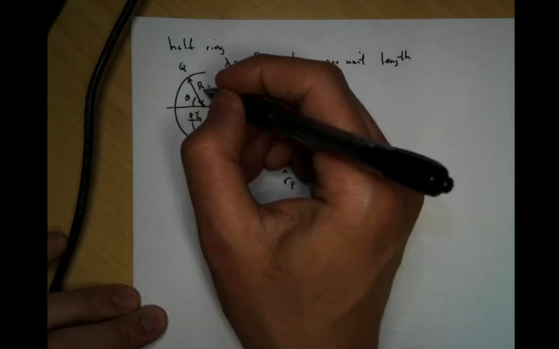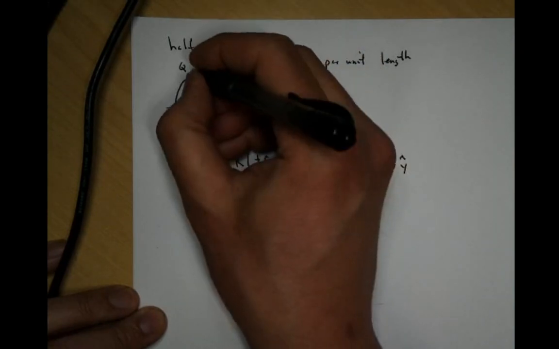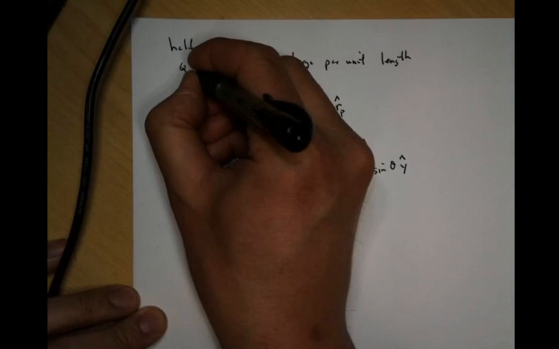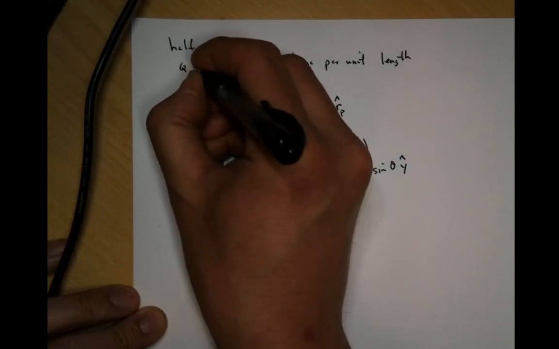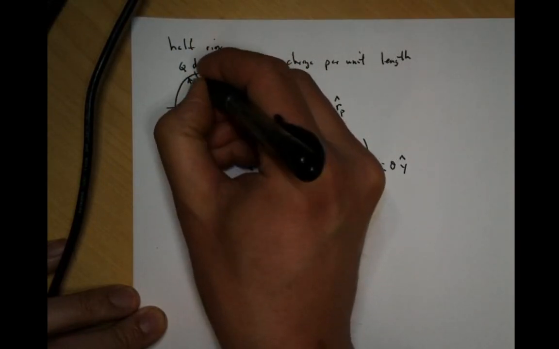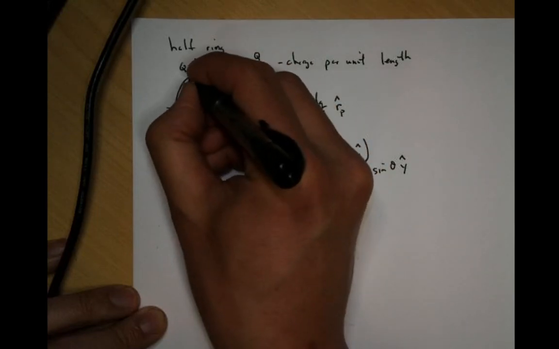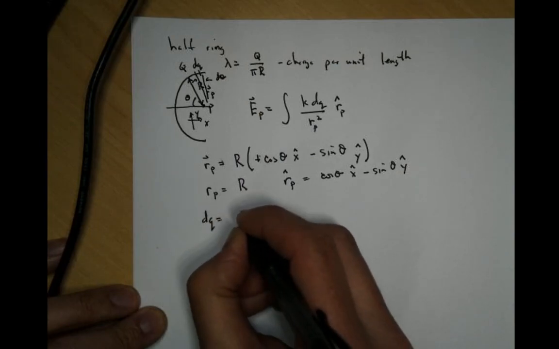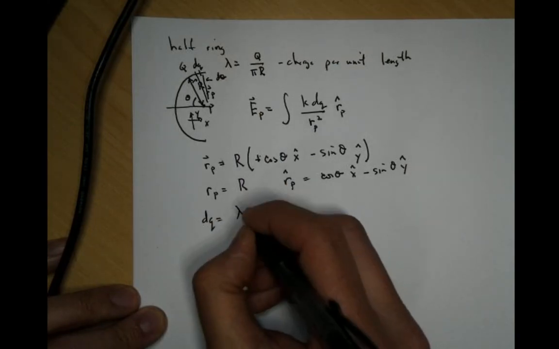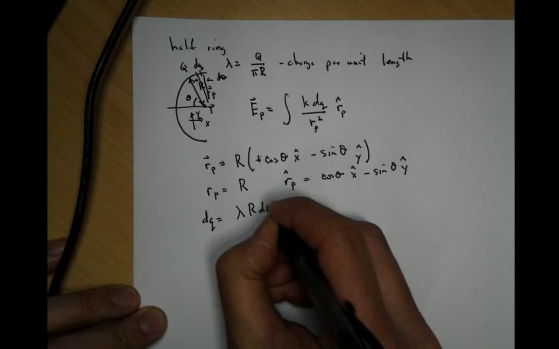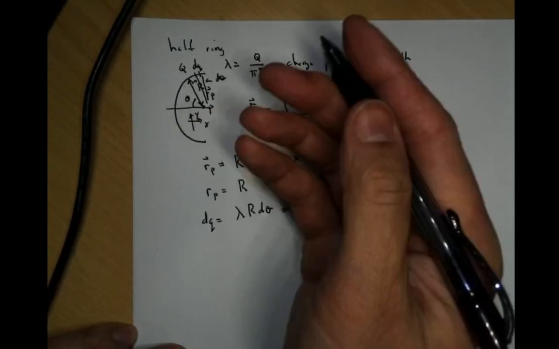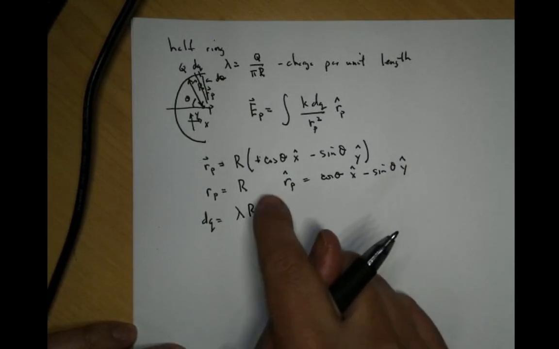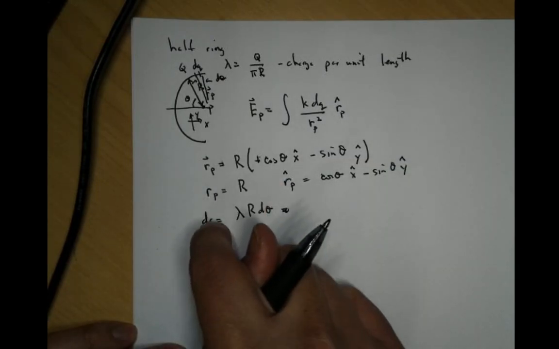And finally, if I want to find what dq is, because that's what I had to find previously, if I break this into tiny bits, there's a dq here. You can imagine that this thing right here is a d theta, and so dq is just lambda times the length here, which is capital R d theta. I'll leave it in terms of lambda here. I've got everything I need, I have a dq and all these different things.